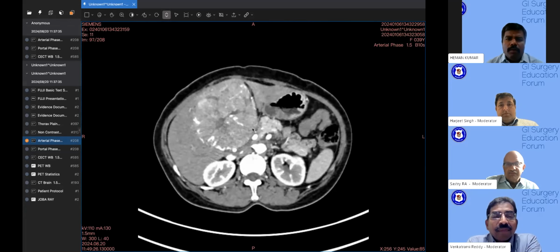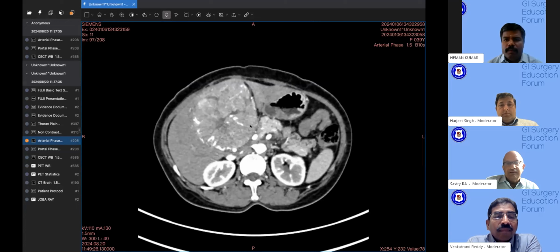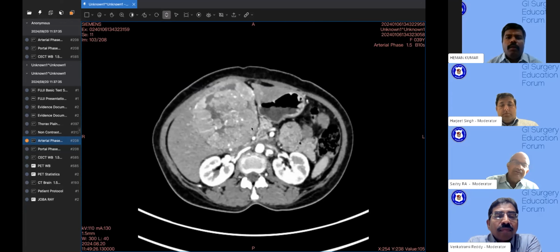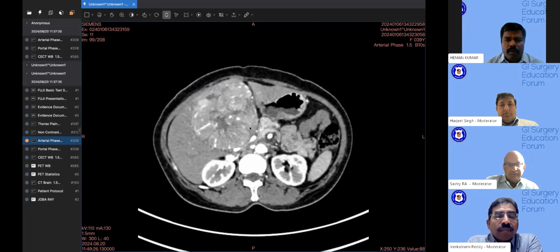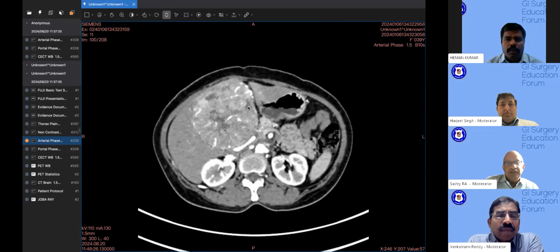Is there a capsule? Yes, sir. A well-formed capsule is visualized, sir. Where is the capsule? There is a peripheral puddling of contrast seen, sir. You're showing only vessels. Are they suggesting bleeding there? Not, sir.